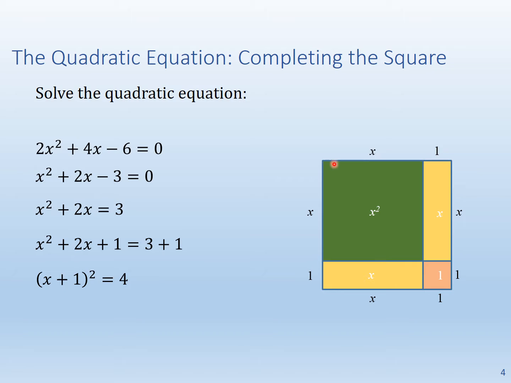Our big square here has side length x plus 1, and it follows that pattern of the first term squared, the last term squared, and 2 times the first times the second in the middle. Our 3 plus 1 of course equals 4. We can now take the square root of both sides, and that'll give us a positive 2 or a minus 2. We can then subtract off the 1 to get our two solutions of 1 or minus 3.